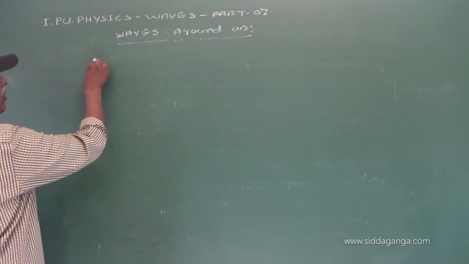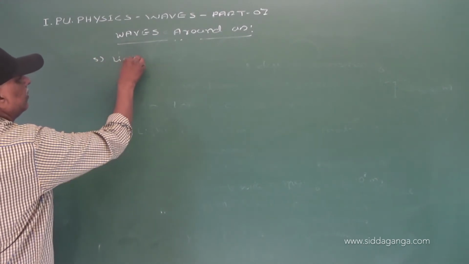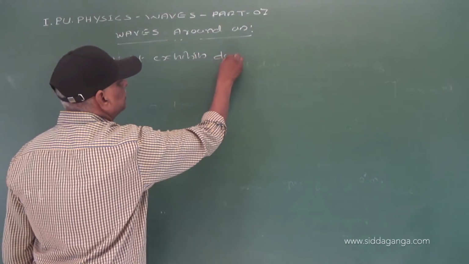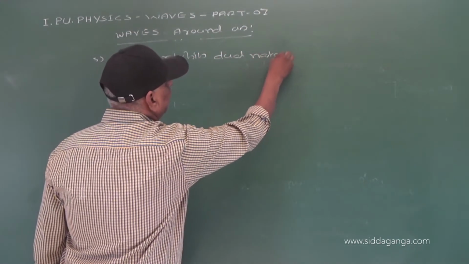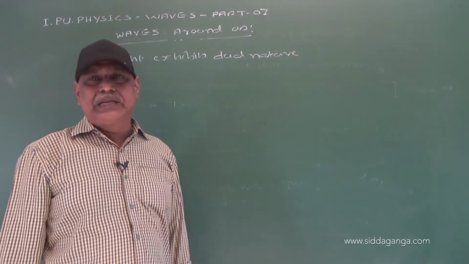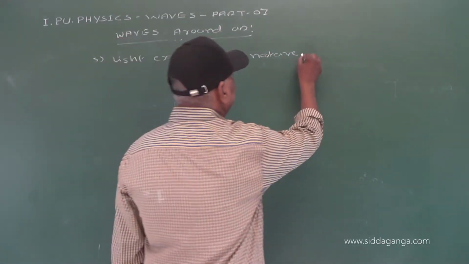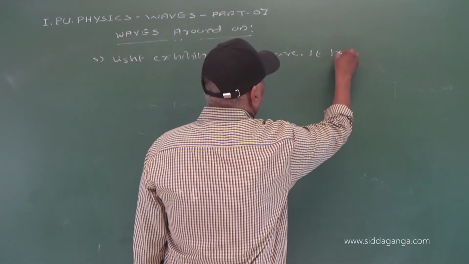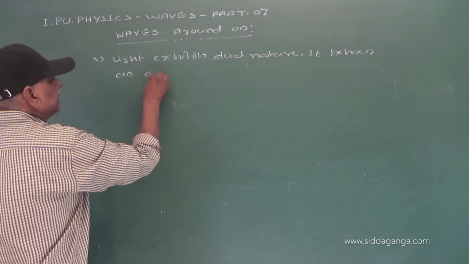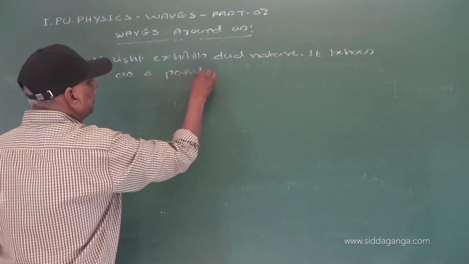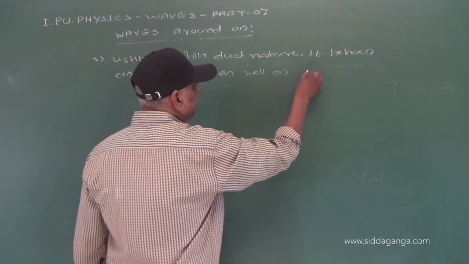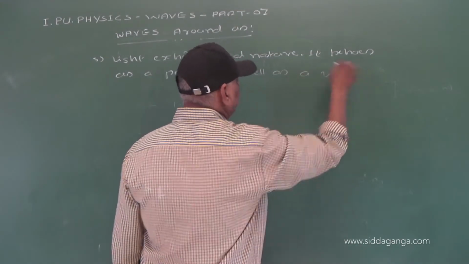Now the fifth property, light exhibits dual nature. Light exhibits dual nature. It behaves as a particle as well as a wave.